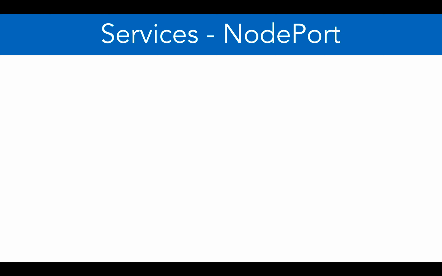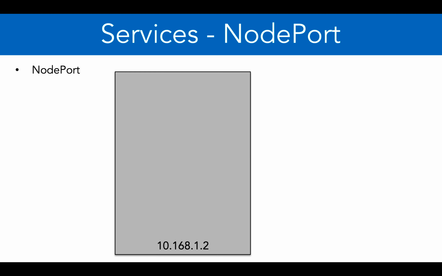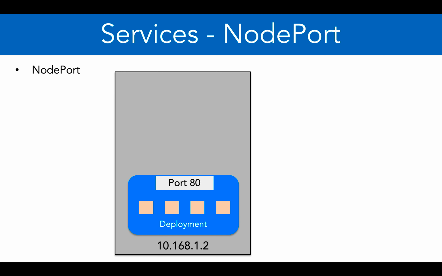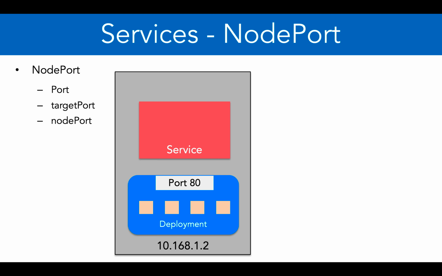What is it and how does it help? Now, let's say you have this node with IP address 10.168.1.2. You have a deployment which deploys 4 pods, and the containers are exposing the application on port 80. Now, how do you get this application outside to internet? So that is where you create a service. When creating service using the manifest file, there are three very important configurations that you have to set up. Those three are port, target port, and node port. Now this is for service of type node port.